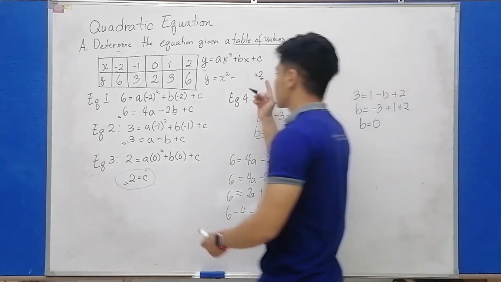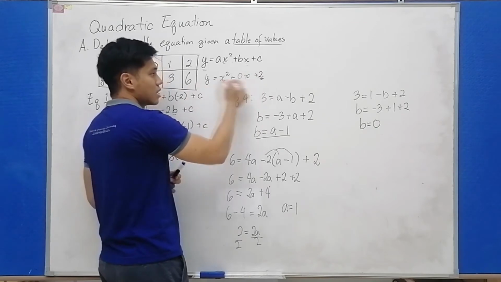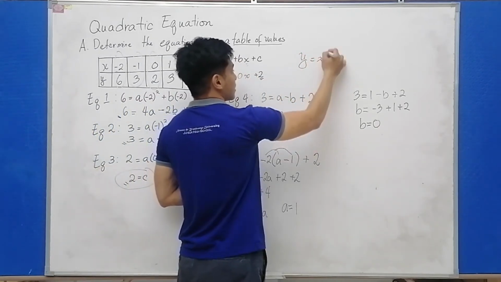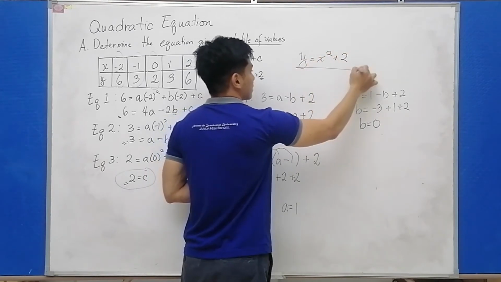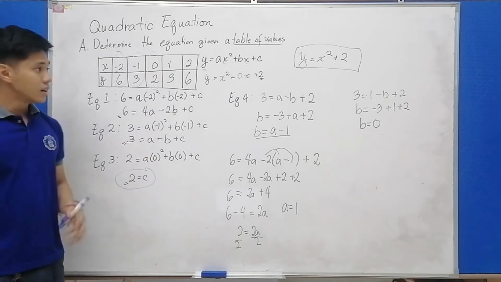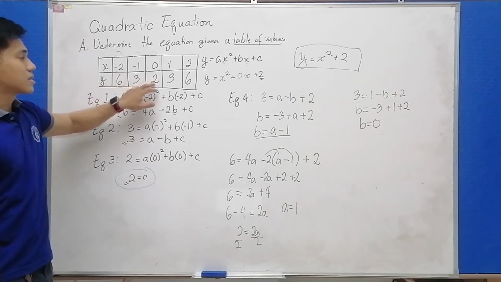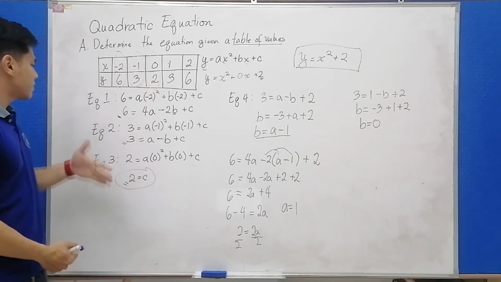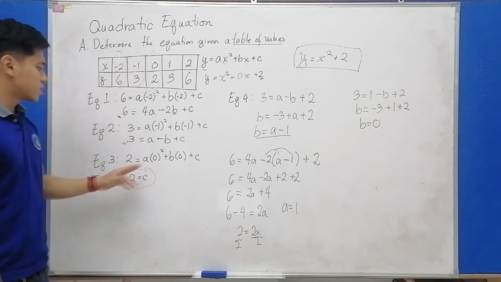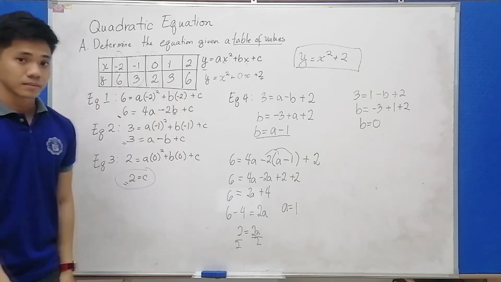So 0 times x means 0x, right? So that means our final equation is going to be y is equal to x squared plus 2. And that is our equation given the table of values here. So that's an example if we take a 0x. So what happens if we have an equation that doesn't use the 0, because that made our life easier because we have a 0. So we'll take that in the next example.